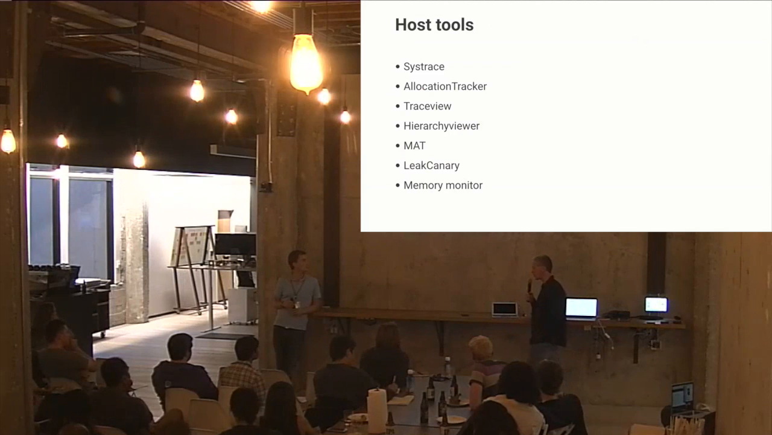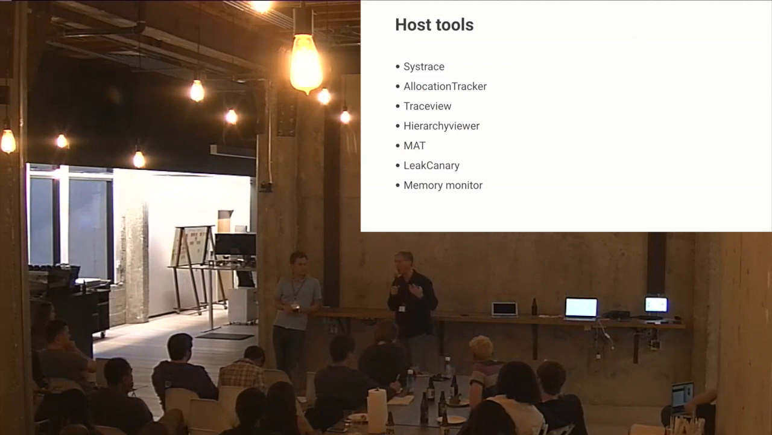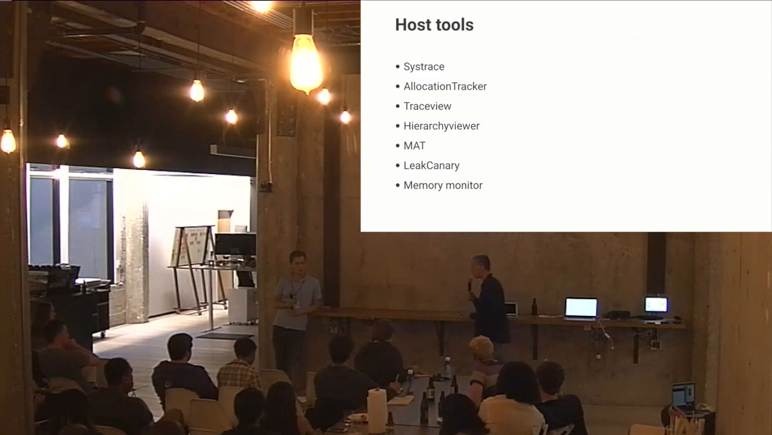Mat is the Eclipse tool that you can use. You can take an hprof dump, convert that, and then run it in Mat to see where the leaks are coming from. But there's a new tool out there that's a very low overhead tool to use called Leak Canary. You can find it on GitHub. It's from Pierre-Yves from Square.